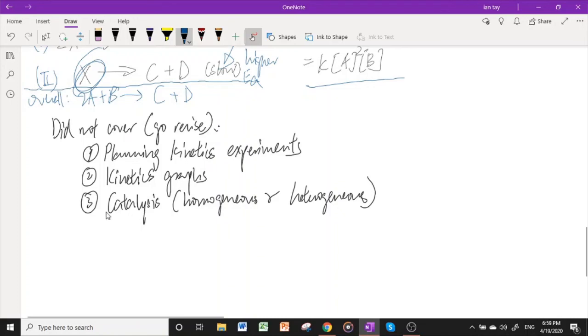The first is how to plan a kinetics experiment. The second is the characteristic kinetics graphs. Okay, this is actually fairly important, but I didn't go through it for lack of time. And the third is how homogeneous and heterogeneous catalysts work. So go and revise those three on your own. I think they are fairly manageable, right? The second point is just maths, right? Knowing how to manipulate the mathematical equations.